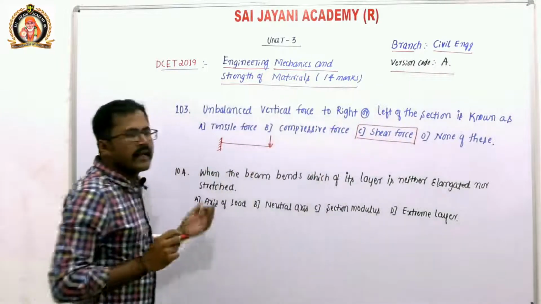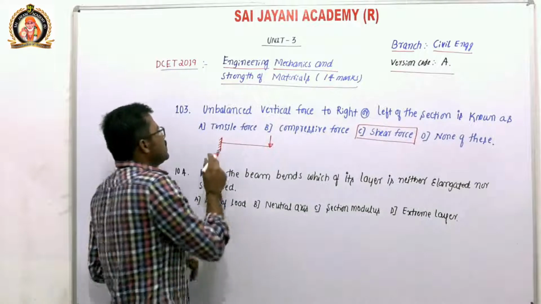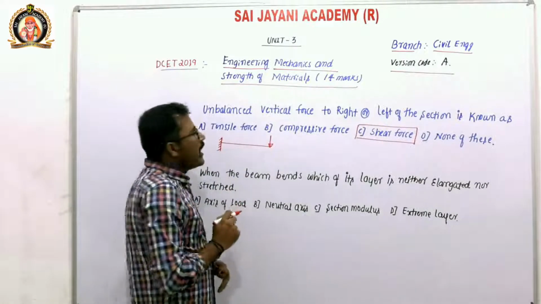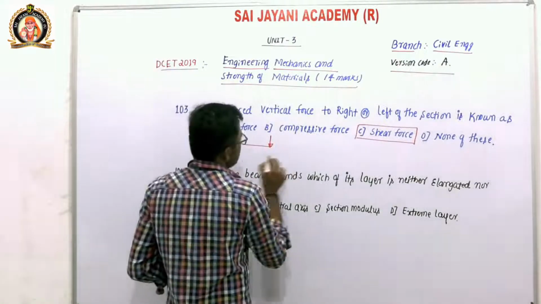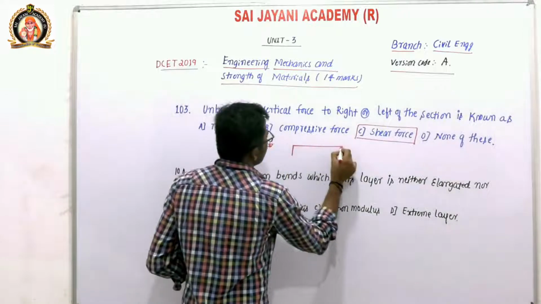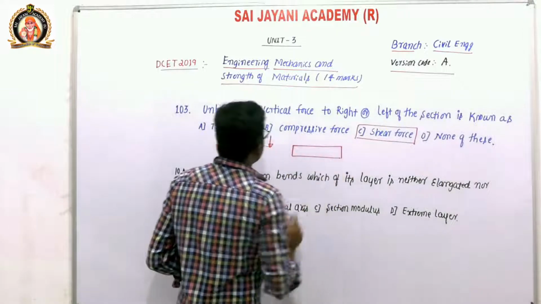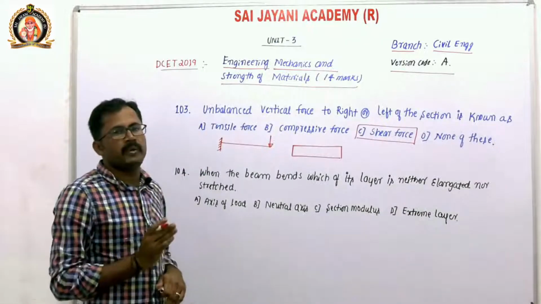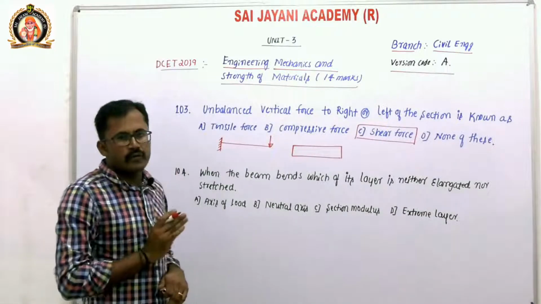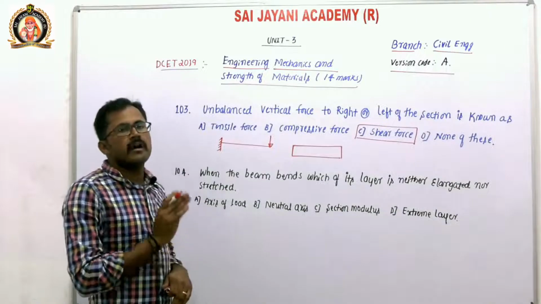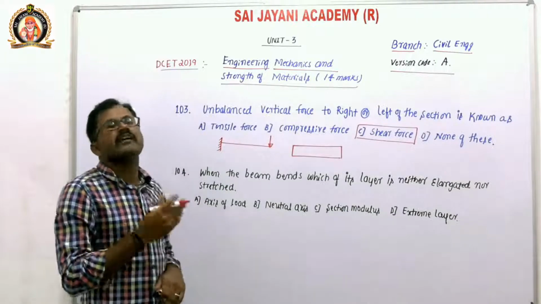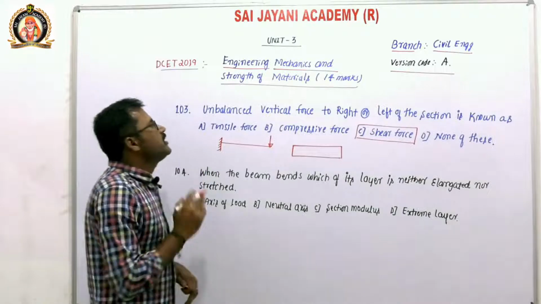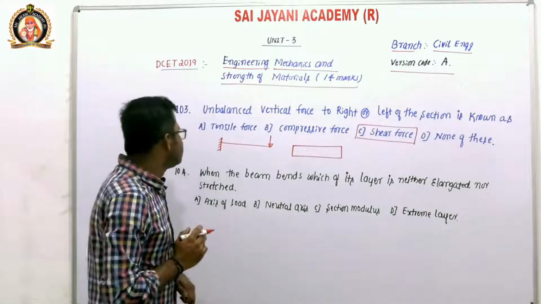So consider a cantilever beam which is subjected to point load at its free end, then the shear force diagram will be like this. So the force which tries to shear the beam is known as shear force, which always acts at a point left or right of the section. So option C shear force is the right answer.